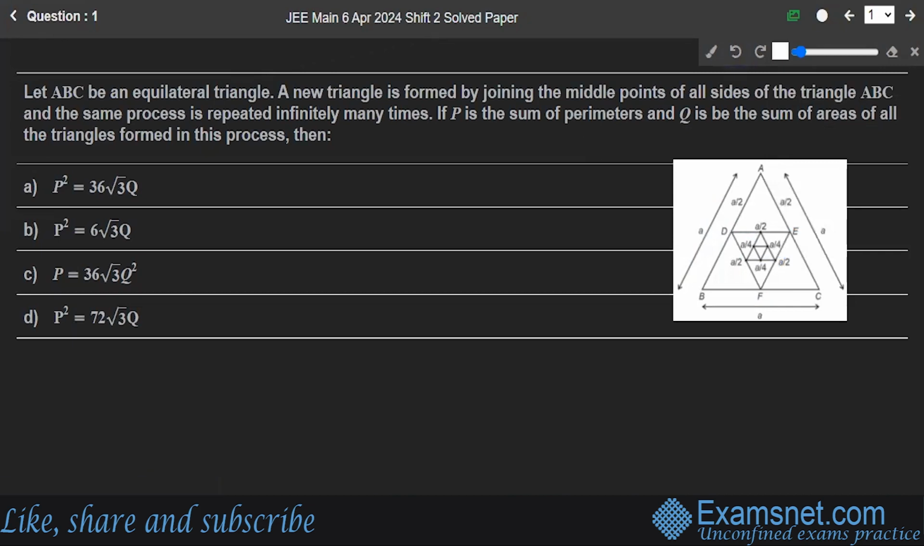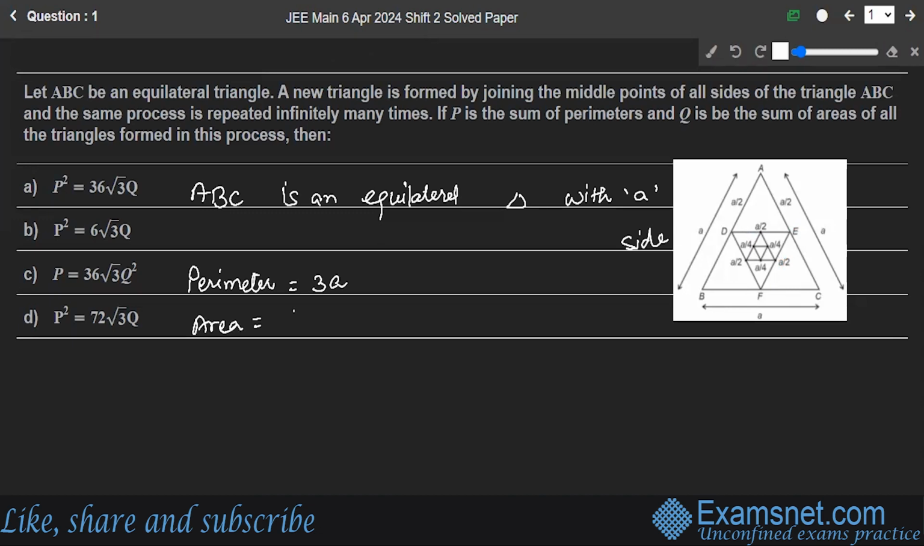All right, so now let's start with the solution. It's pretty easy. You have ABC as an equilateral triangle with side A. So what will be the perimeter? 3A, of course. And the area will be √3/4 into side square, right? This is for ABC.